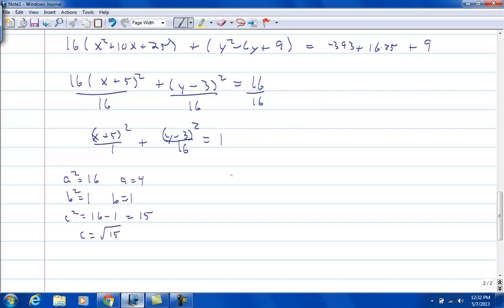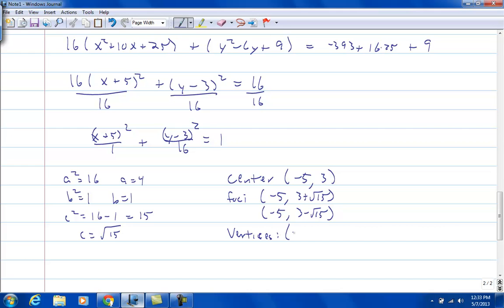So our center on this one is going to be at -5, 3. Our foci are going to be located at -5, 3 plus the square root of 15, negative 5 comma 3 minus the square root of 15. So we add the c, we subtract the c. And the square root of 15 is just under 4. I think it's 3.83.